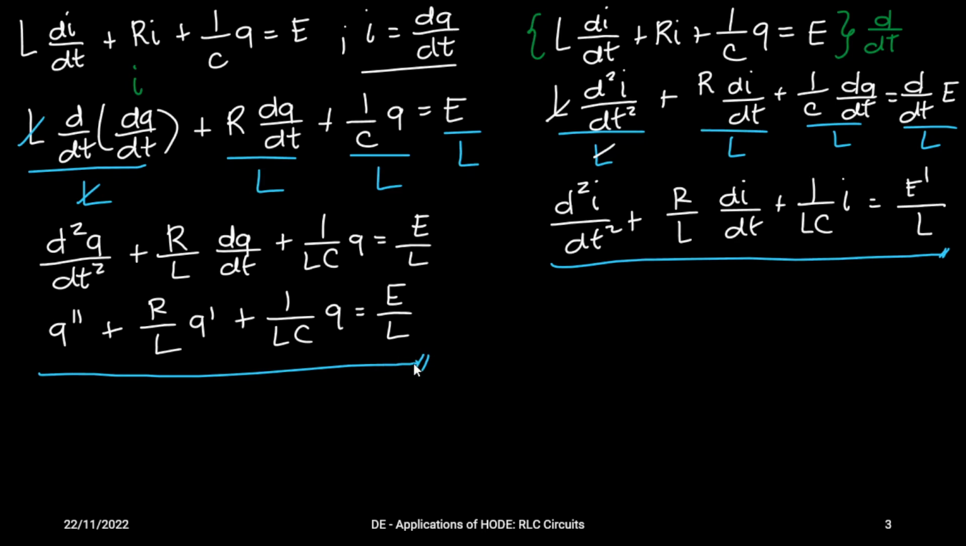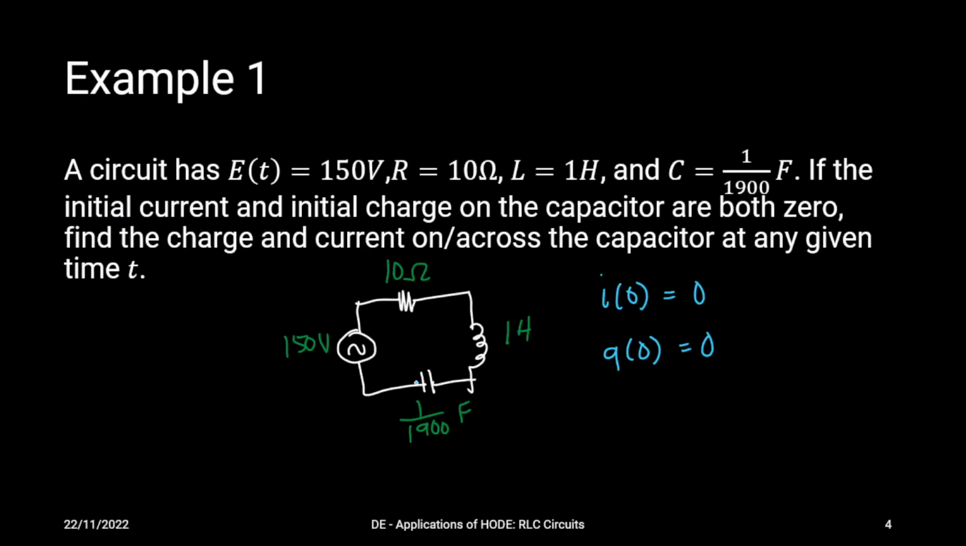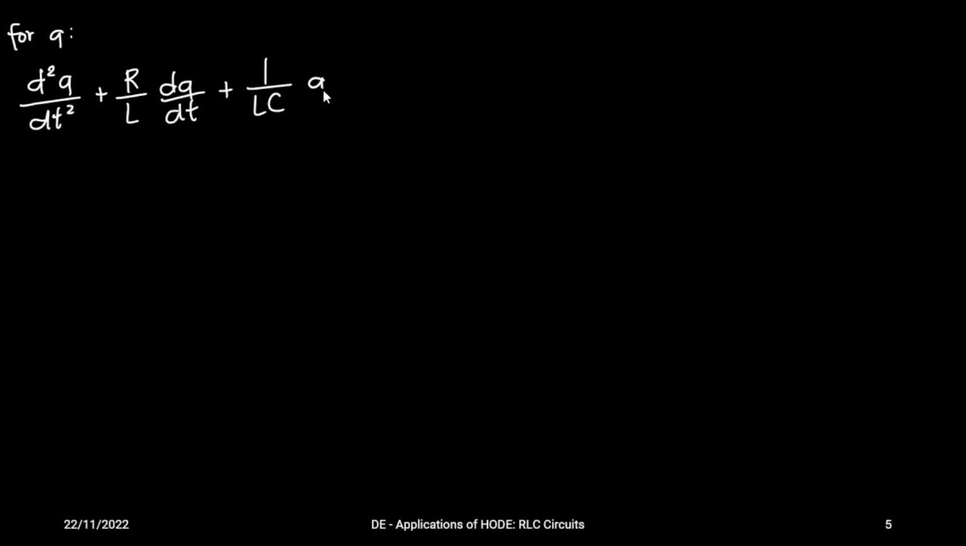Mas madali kasi i-relate si Q, no? So we have here, lagay ko dito for Q. So we have d squared Q over dt squared. Okay? Plus R over L dq over dt plus 1 over LC Q is equivalent to E over L. Okay, so ano yung mga values natin?